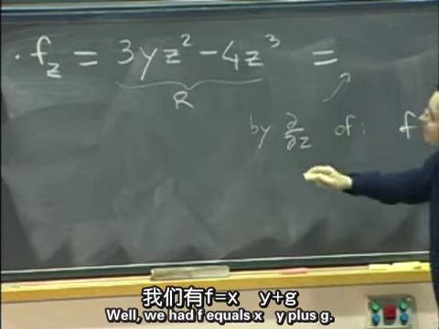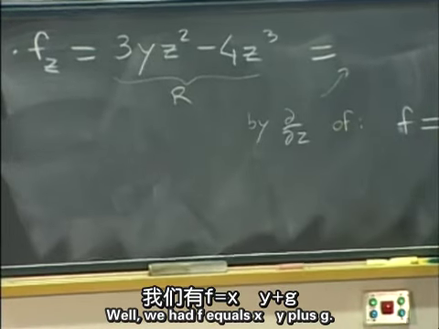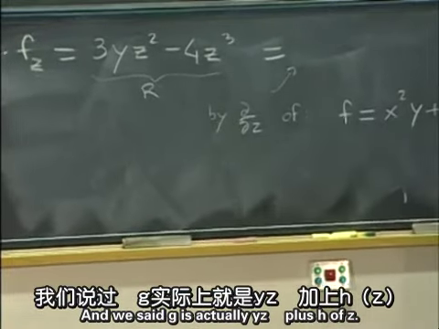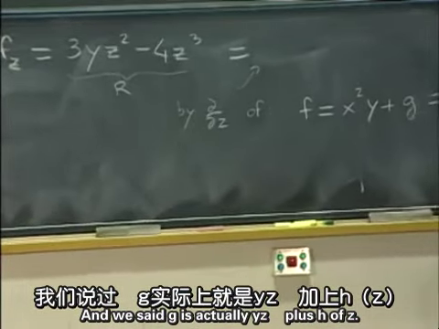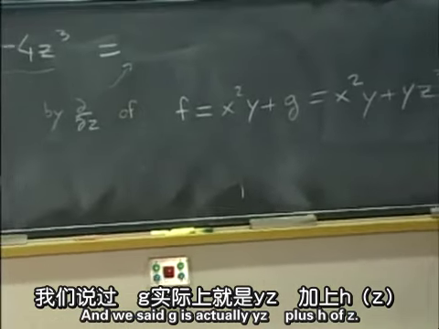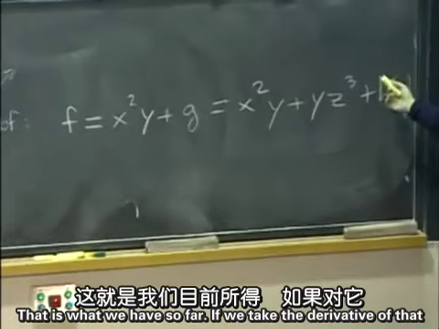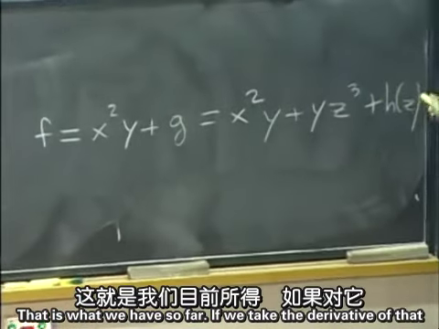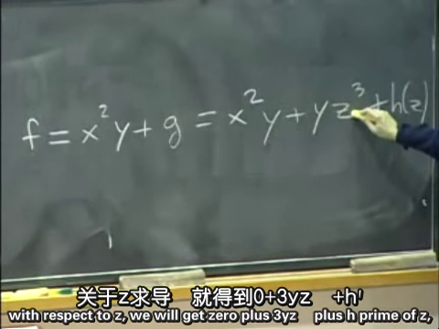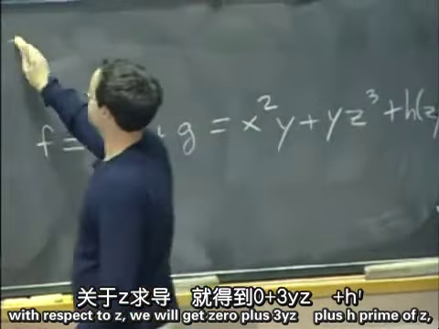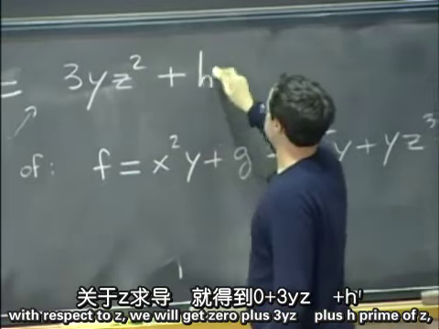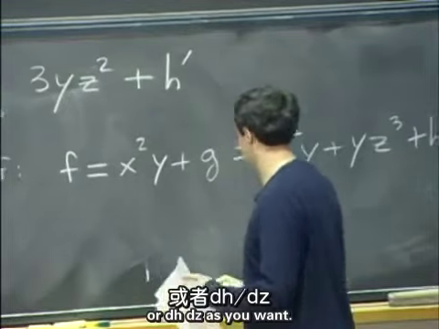Well, we had f equals x squared y plus g, and we say g is actually yz cubed plus h of z. Okay, that's what we have so far. So if we take the derivative of that with respect to z, we'll get 0 plus 3yz squared plus h prime of z, or dh dz, as you want.